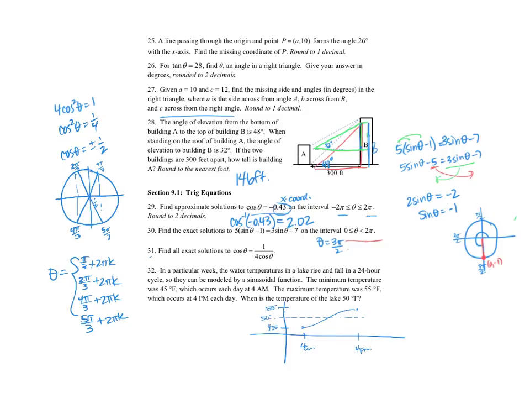The question asks, when is the temperature in the lake 50 degrees? So that's going to be when it goes through that midline, which will be halfway between 4 a.m. and 4 p.m. So if I look for halfway between 4 a.m. and 4 p.m., that will be 10 a.m. So 6 hours after 4 a.m. will be 10 a.m., and so that's when the temperature reaches 50 degrees Fahrenheit, so at 10 a.m.